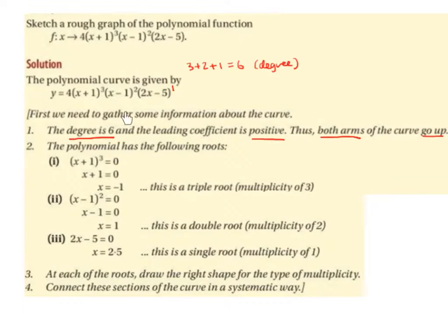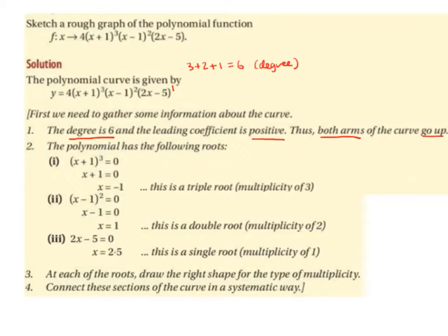So first we need to gather some information about the curve. The degree is 6 and the leading coefficient is positive. We have 4 at the start as positive. Thus, both arms of the curve go up. Then we're going to take each of our factors and let them equal to 0 to try and find our roots.